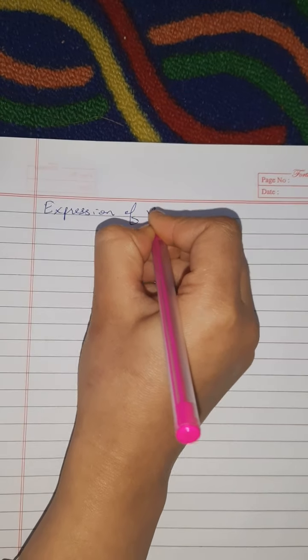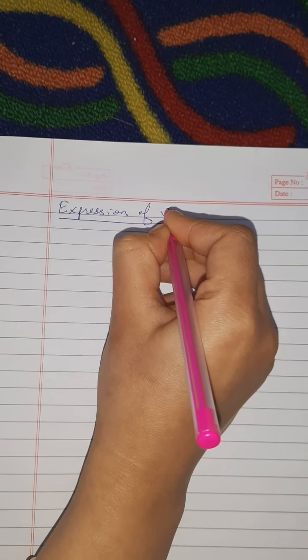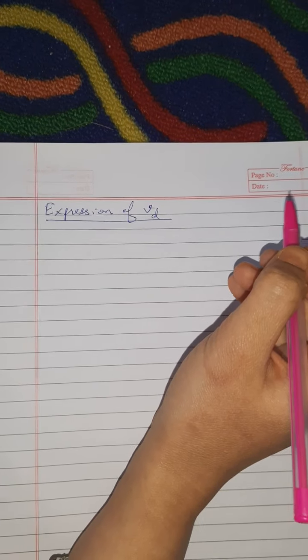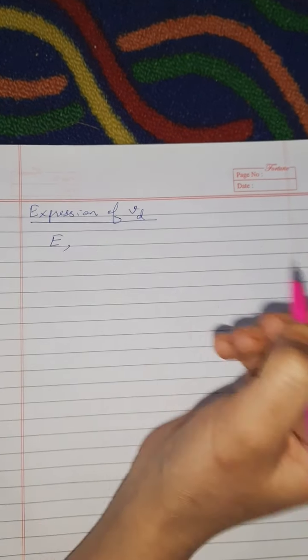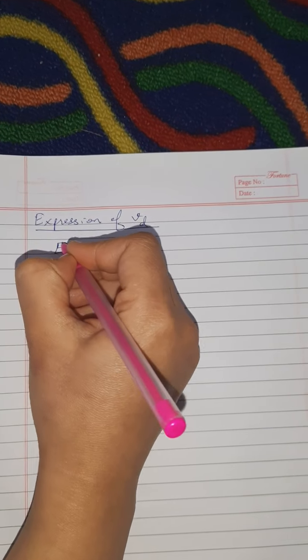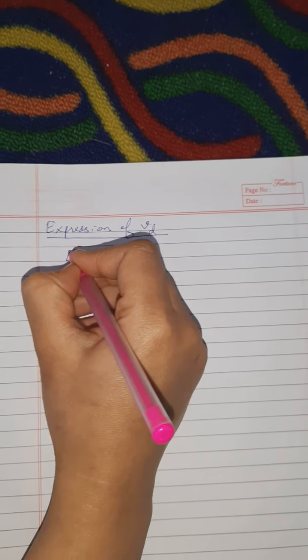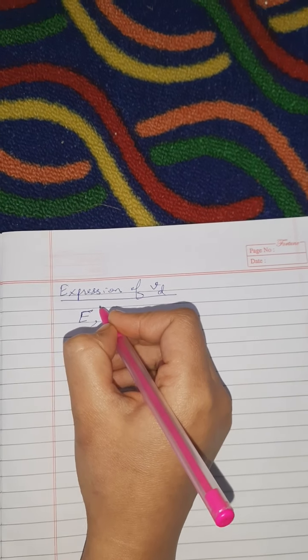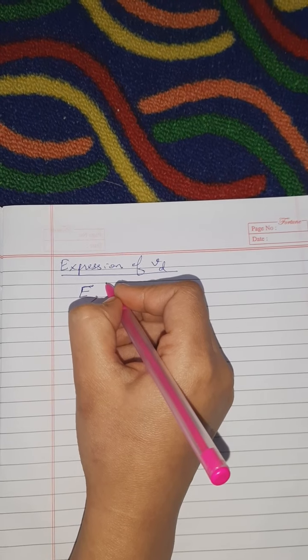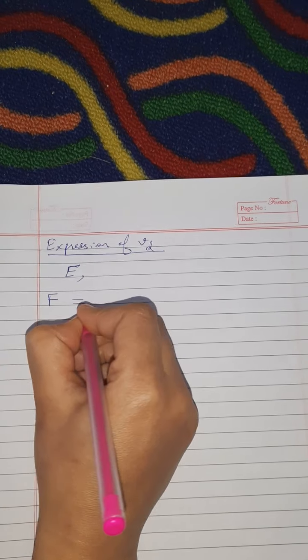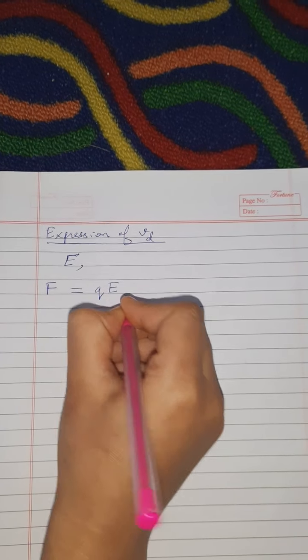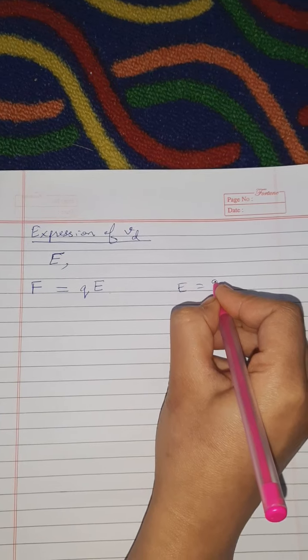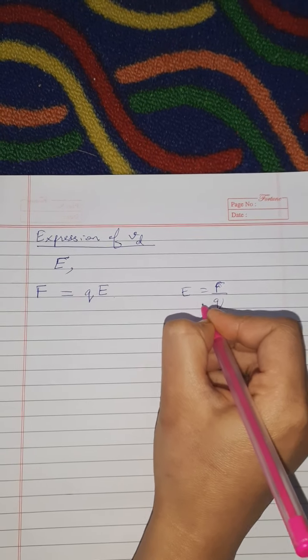Expression for Vd, where Vd is the drift velocity. It is the average velocity. Say you have a conductor subjected to an electric field E. Now from the chapter electrostatics, you know, whenever you have a charge which is subjected to an electric field, it experiences a force. The force on each charge is given by Q into E, because electric field is force per charge. We have used this one.